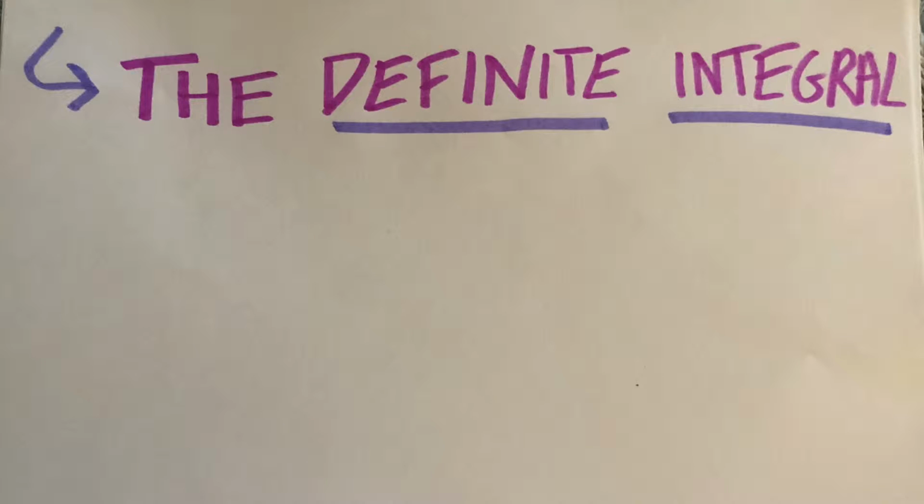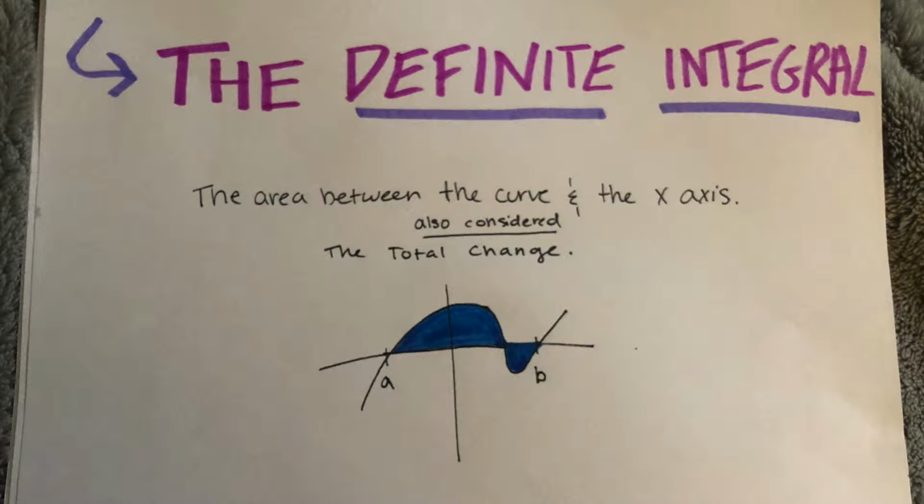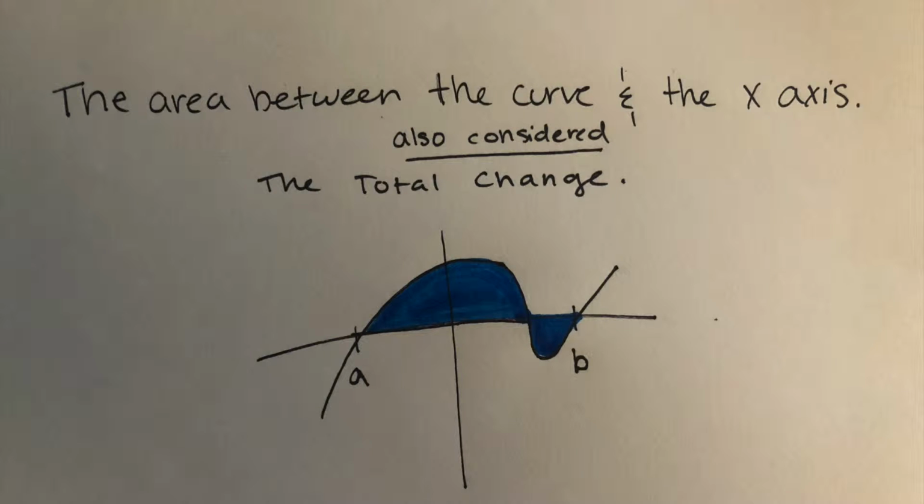Today I'm going to teach you about the definite integral. A definite integral is the area between the curve and the x-axis. The definite integral of rate of change yields total change. You can see in the diagram the shaded region represents the definite integral.